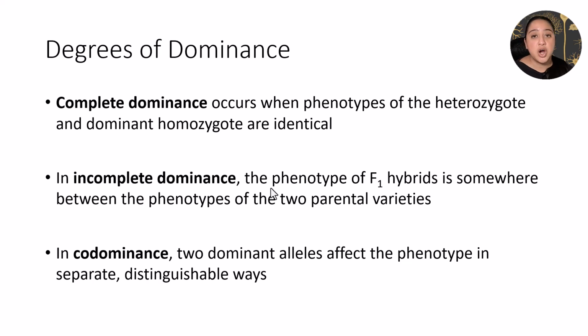And in the case of codominance, these two alleles are both dominant and they're fighting to be expressed, and then they both get expressed at the same time. So in codominance, two dominant alleles affect a phenotype in separate, distinguishable ways.